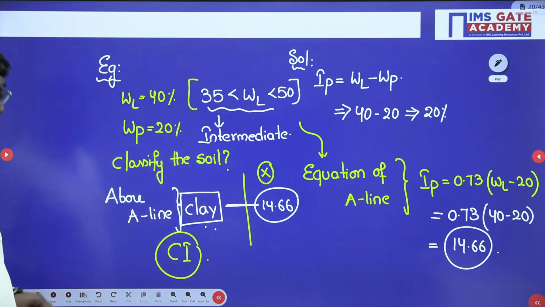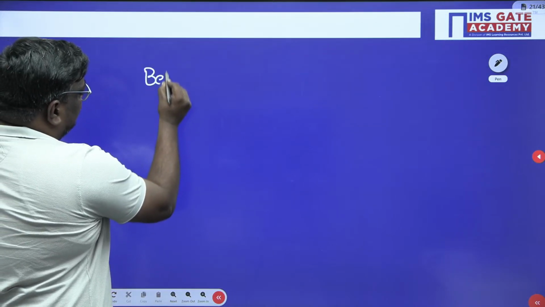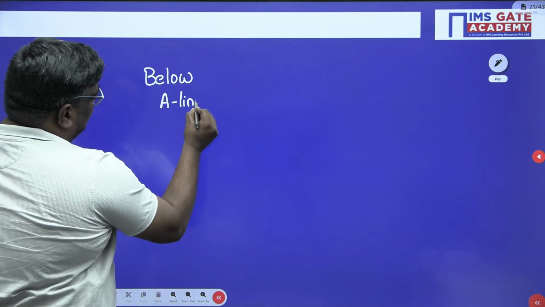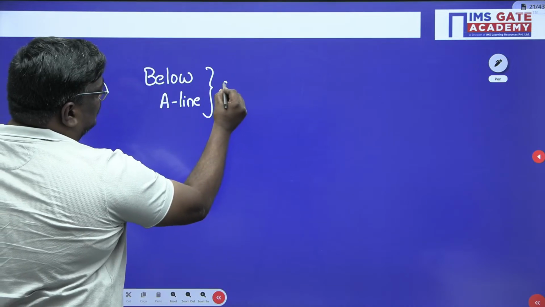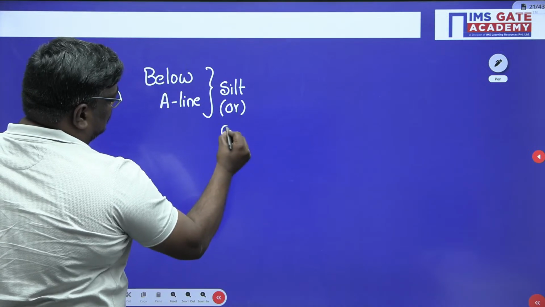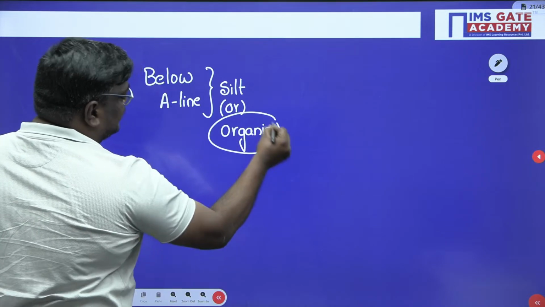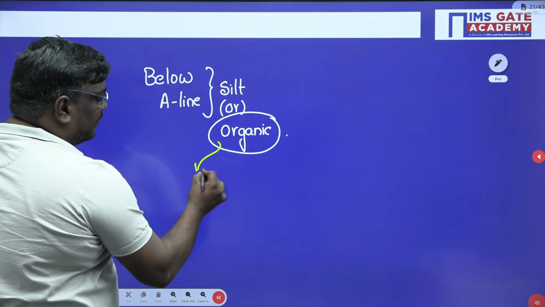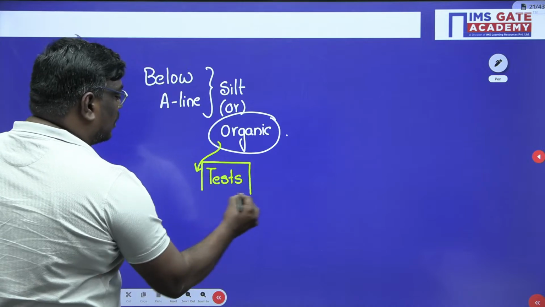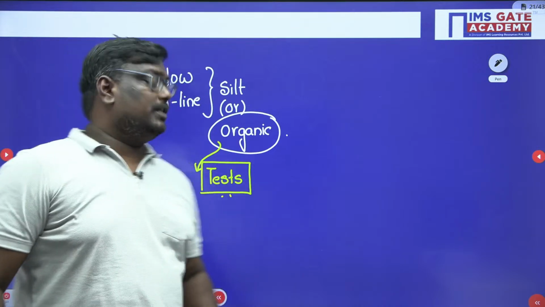Now my dear students, below the A line we can write silt, or you can say organic soils. To differentiate organic soils, we have different tests to determine the organic soil. So how do you distinguish the silt and the organic soils?